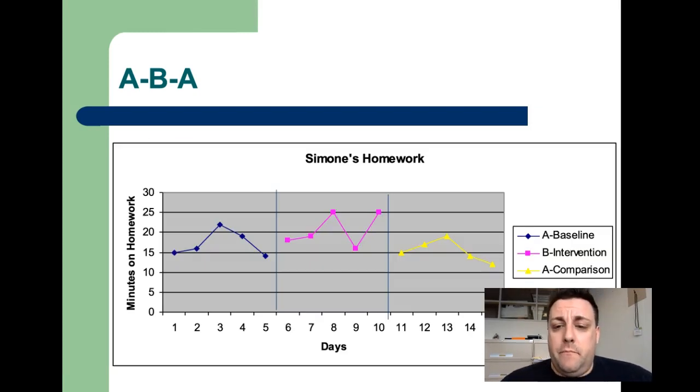So here I've put the graph up with Simone again. Again, a 15-day intervention or study period with Simone. 15 days along the horizontal axis, and the number of minutes that Simone spends on her homework on the vertical axis. In Simone's case, the number of minutes she's spending on her homework tapers off after we return to the baseline. And so what we could conclude is that Simone really needs some support so that she's spending enough time on her homework.